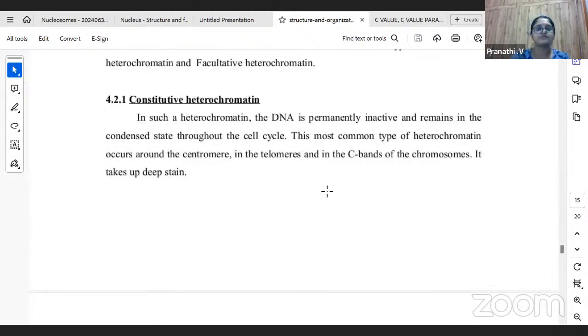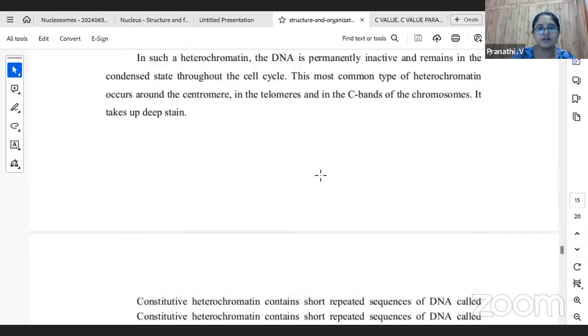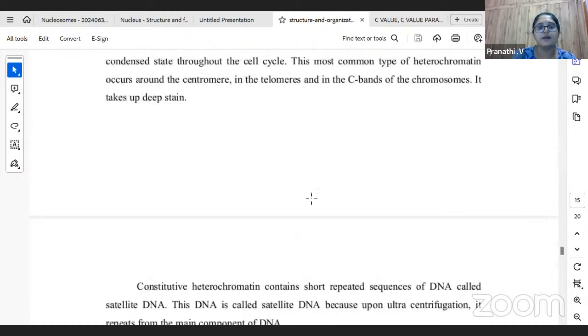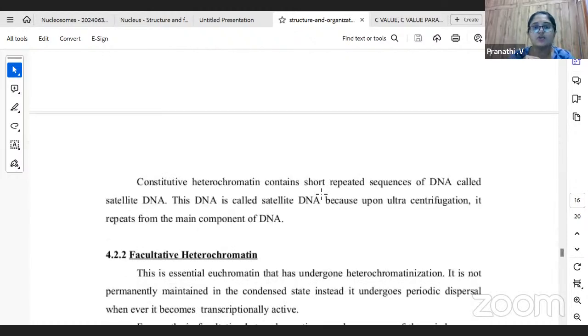So the telomeres are the extreme ends of the sister chromatids that are there, both the short arm and the long arm. You have C bands that are present. So they all take up a darker state. Now, constitutive heterochromatin has short repeated sequences of DNA known as the satellite DNA.